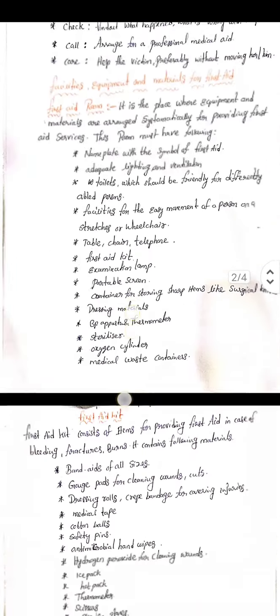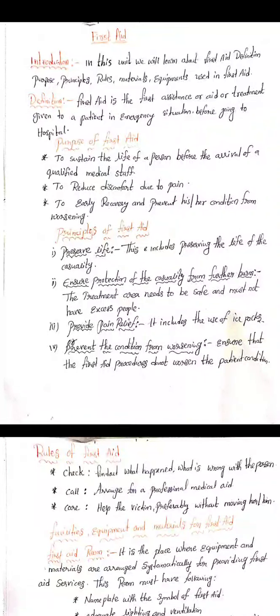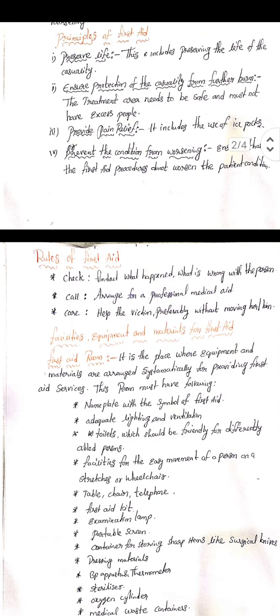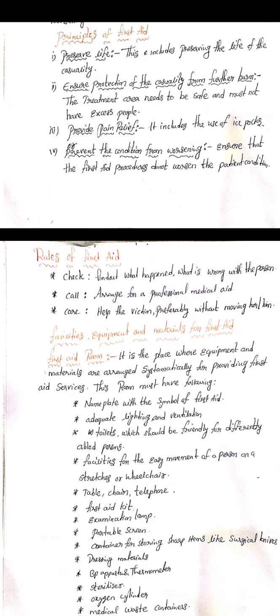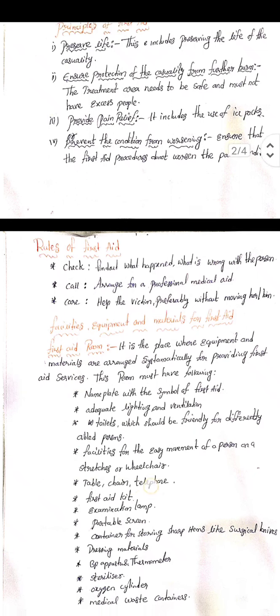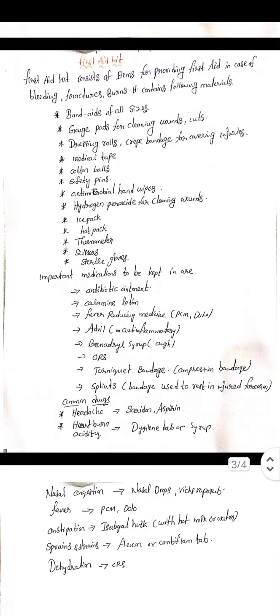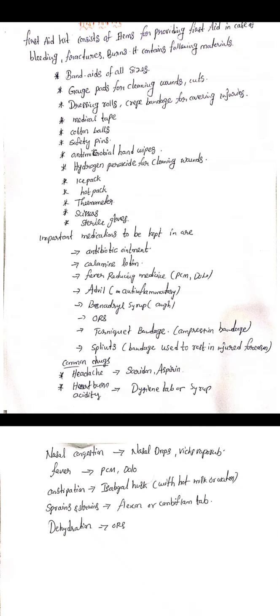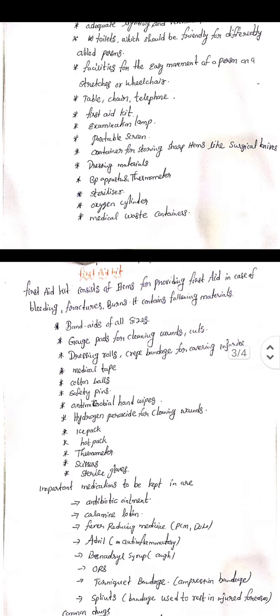So this is the topic of today. The definition, purpose and principles of first aid, rules of first aid, facilities, equipment and materials for first aid and the first aid room, and what is a first aid kit, what it contains, and some important general medicines we use in our daily life. These are the things we have learned today.